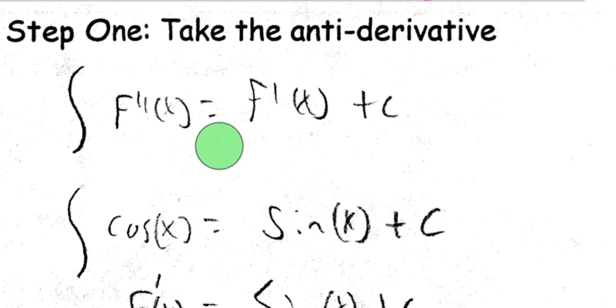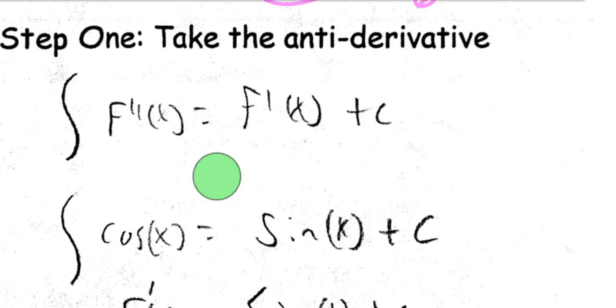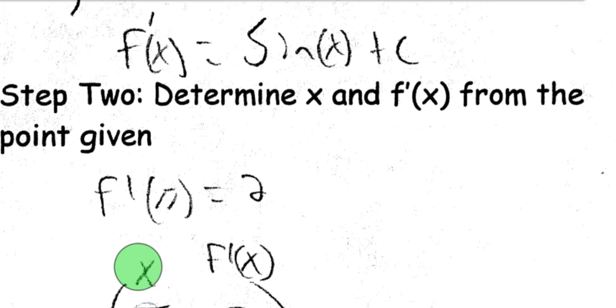So antiderivative of f double prime is f prime plus c, don't forget that. Antiderivative of cosine is sine. Remember the derivative of sine is cosine, so the reverse is true. So therefore f prime of x equals sine of x plus c, and that completes step 1 of just taking the antiderivative. You're always going to do that when solving an initial value problem.